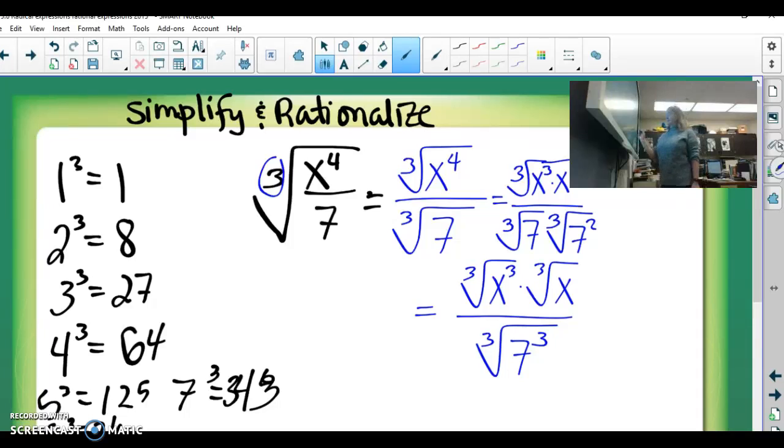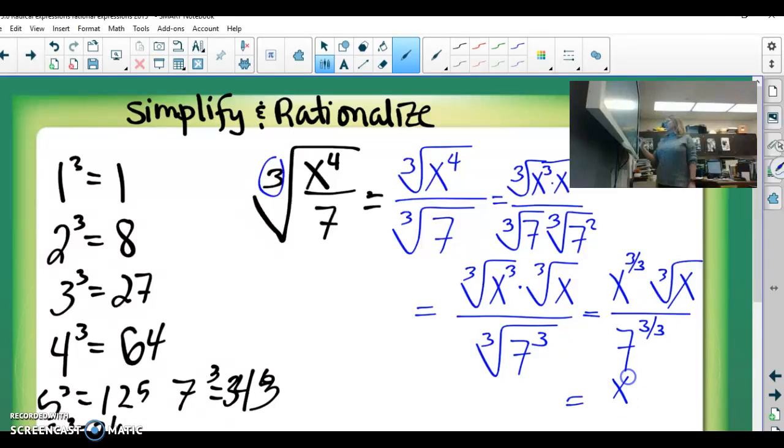And if you look at this, the reason I did this is because in the bottom, if I rewrite it in exponent form, it's 7 to the 3 divided by 3, which is 7 to the 1st, which gets rid of the radical symbol. And the numerator, I split it this way because the cube root of x cubed in exponent form is x to the 3 divided by 3, which is going to be x to the 1st. And then I have this extra cube root of x that is not going to simplify any further. There are no more perfect cubes in there. So this would simplify to x, because 3 over 3 is 1, times the cube root of x over 7.